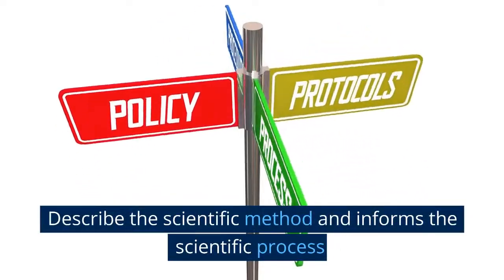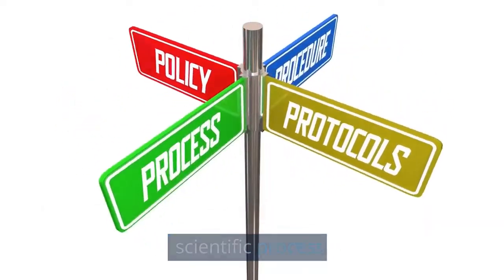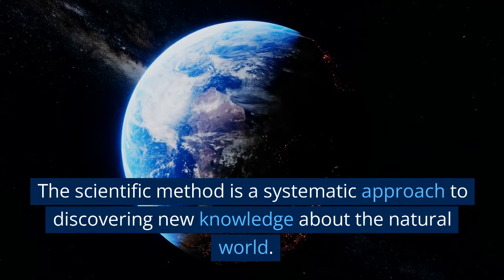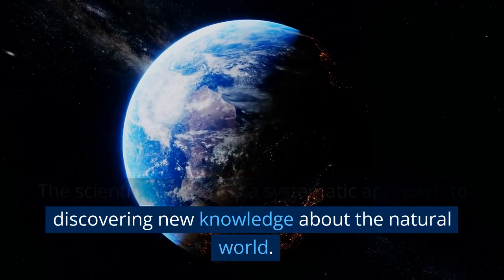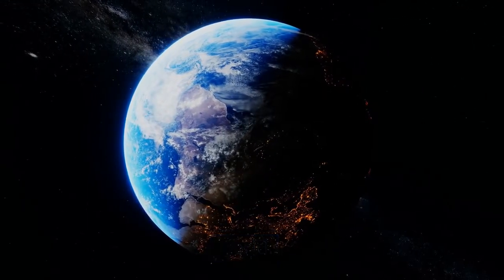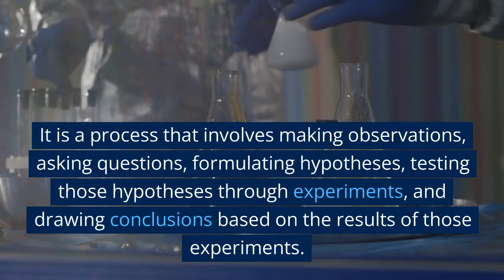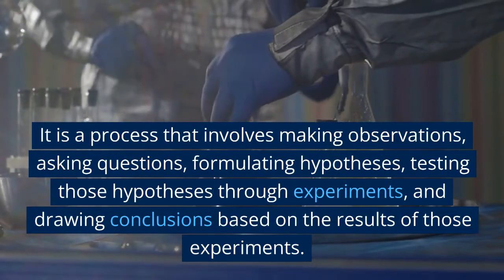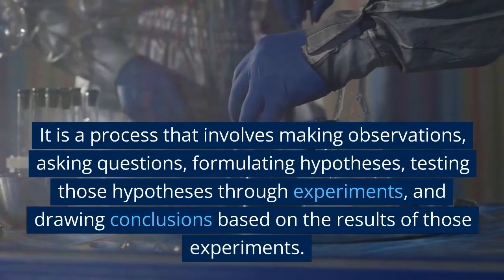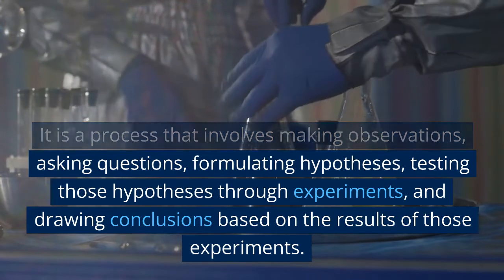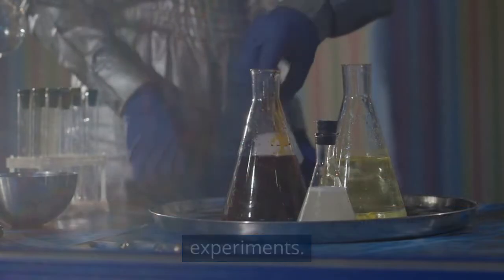Describe the scientific method and how it informs the scientific process. The scientific method is a systematic approach to discovering new knowledge about the natural world. It is a process that involves making observations, asking questions, formulating hypotheses, testing those hypotheses through experiments, and drawing conclusions based on the results of those experiments.